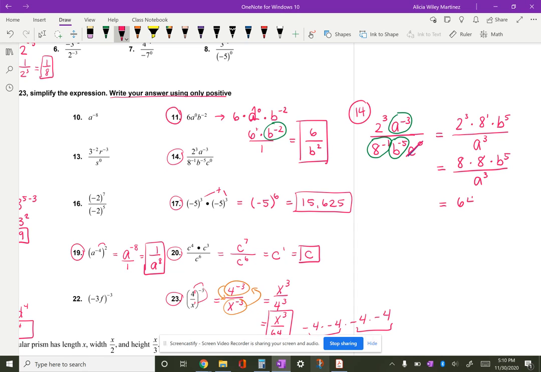8 times 8 is 64. B to the fifth stays where it's at. A to the third stays where it's at. And that's as far as you can go with this problem.